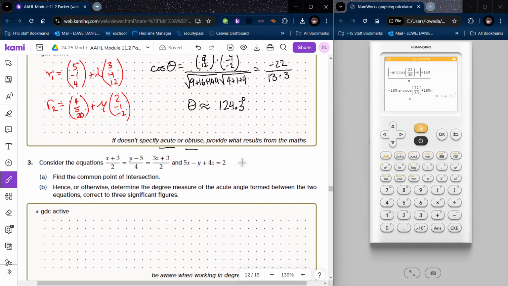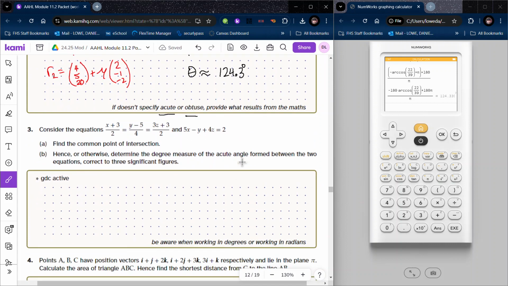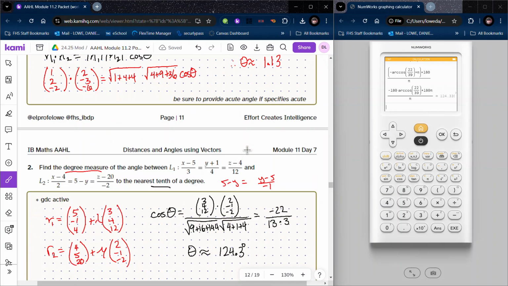Now, let's look at another example. Let's see here, we have two equations. We have the equation of a line and the equation of a plane. We want to find the common point of intersection, and then find the degree measure of the acute angle formed between the two. So we should recognize that we have a line, and we should recognize that we have a plane. All right, so what's going to be the relationship?